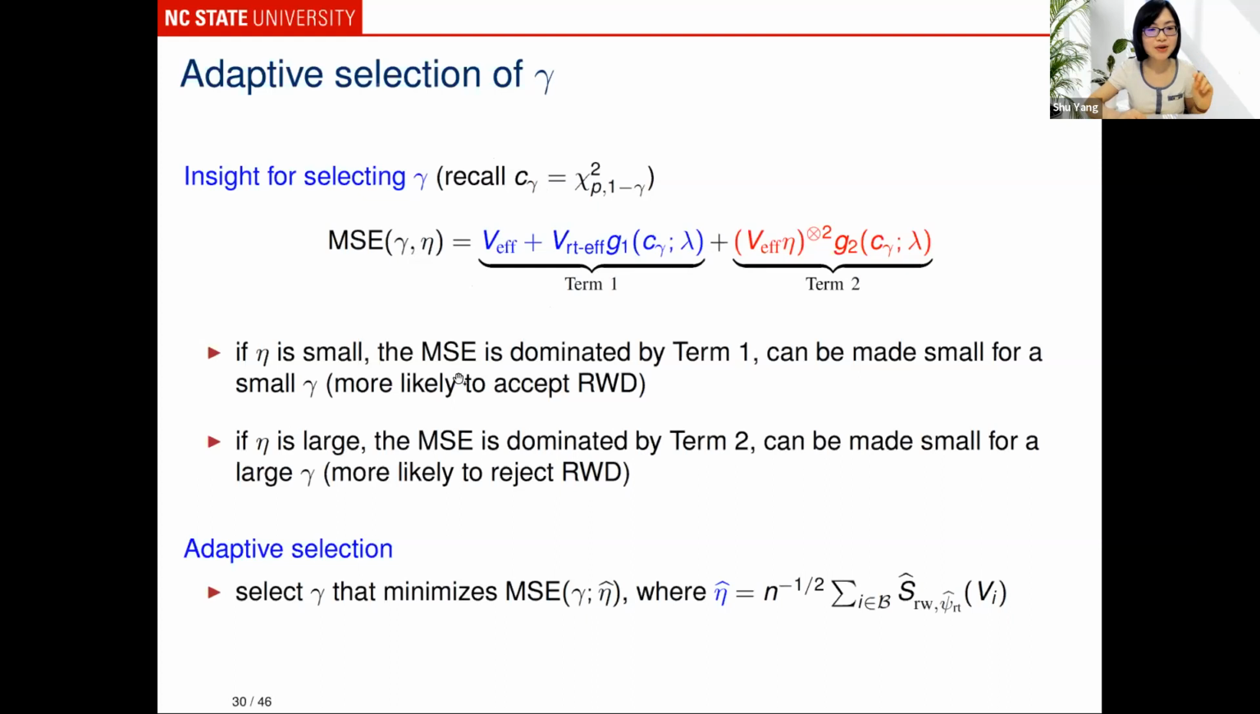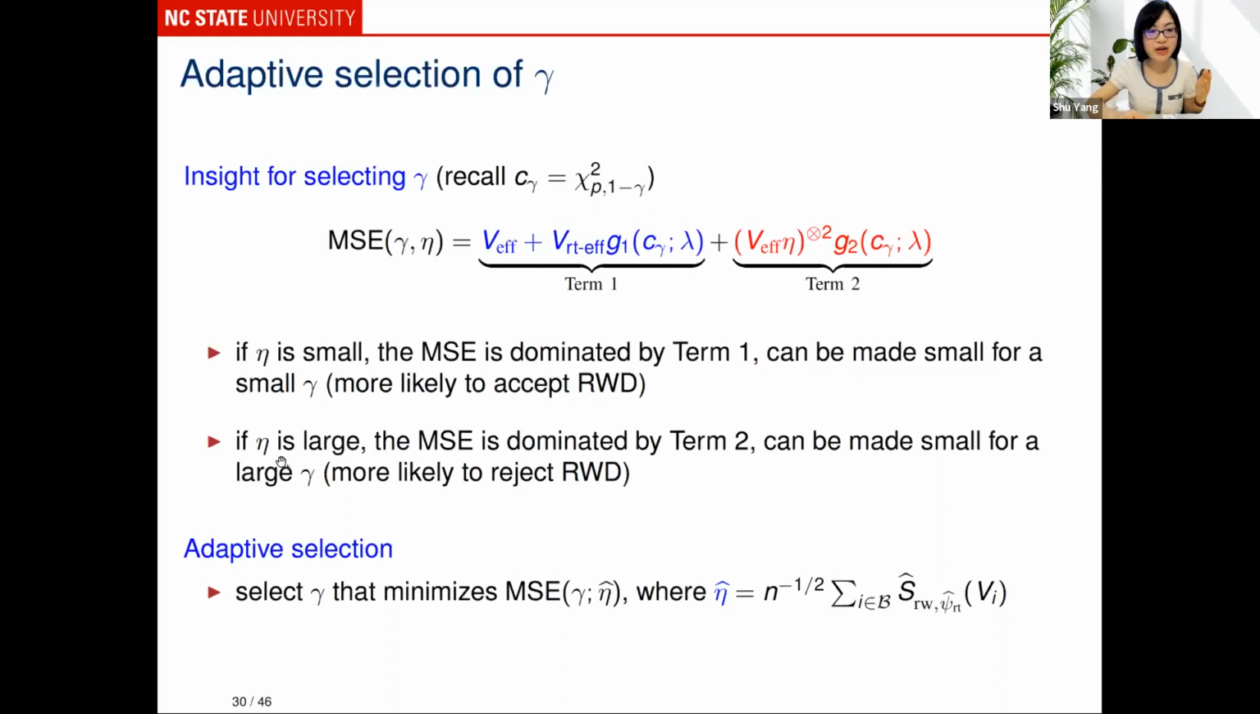So first, we consider eta to be small. Recall that eta is the local parameter. It tells how large the bias is in RWD. So if eta is small, that means the RWD has small bias. And this term is small, and the mean square error is dominated by term 1. And this term can be made small for small gamma. That is, it is more likely to accept RWD. And this makes sense, right? Because RWD has small bias, and integrating RWD will reduce the variance a lot.